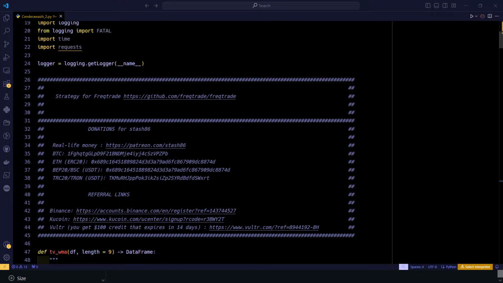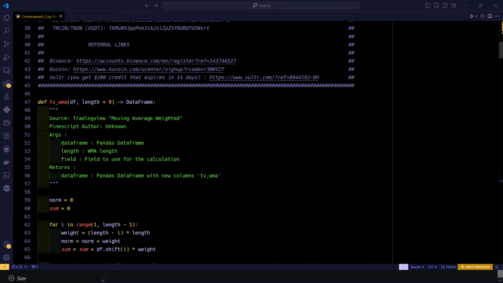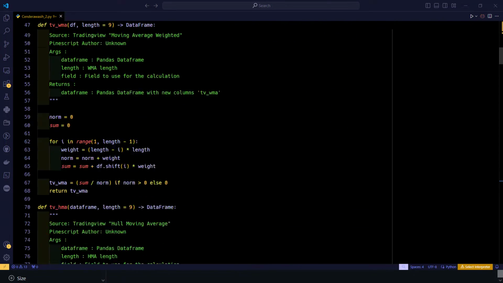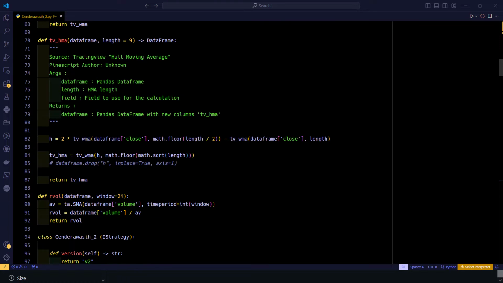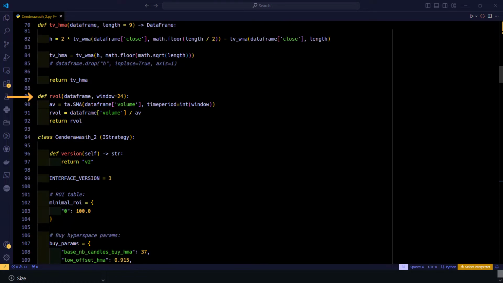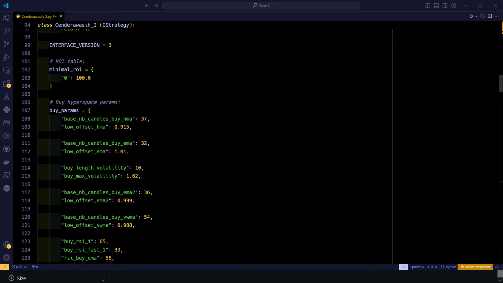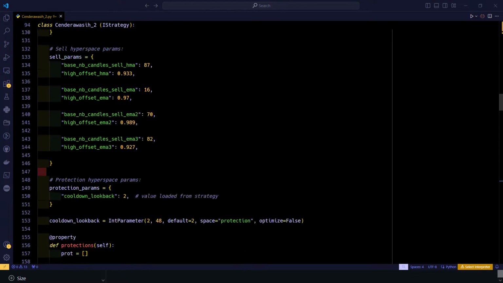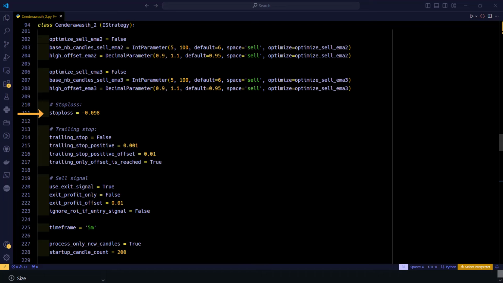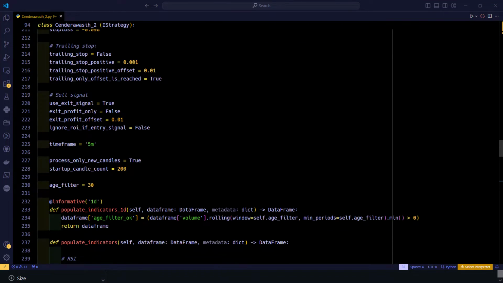Now, what about the trading algorithm? At first sight, the strategy uses the weighted moving average, the Hull moving average, and the rolling volume indicator, because you can see this from the parts of the code here. Now, the ROI has been set to 100% profit, and the stop loss to almost a 10% loss after entering the trade. And the author decided to use the 5-minute time frame because probably it had the best results on his or her setup.